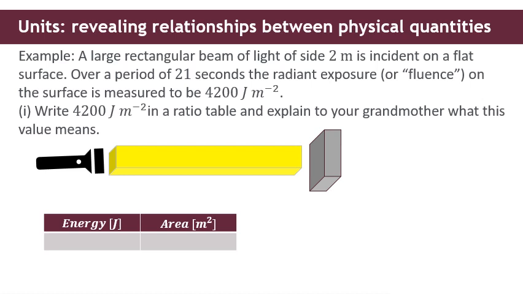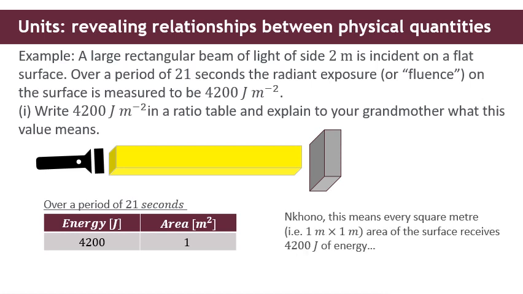Welcome back. So fluence is a ratio of energy to area, and in this case we have 4,200 joules per 1 square meter. Importantly, in this particular problem, this ratio table holds for a time period of 21 seconds. So explaining it to your grandmother, you're going to say, this means every square meter area of the surface receives 4,200 joules of energy over a period of 21 seconds. Right, let's zoom in on that surface area.